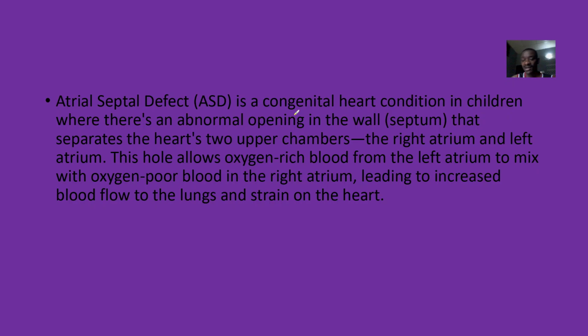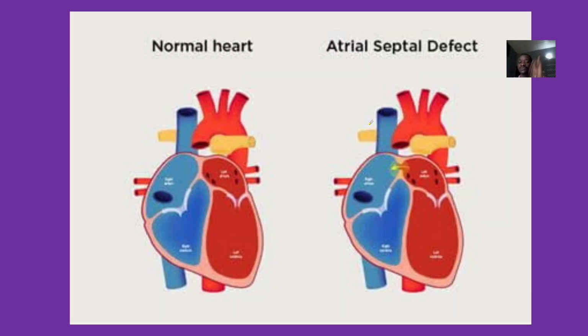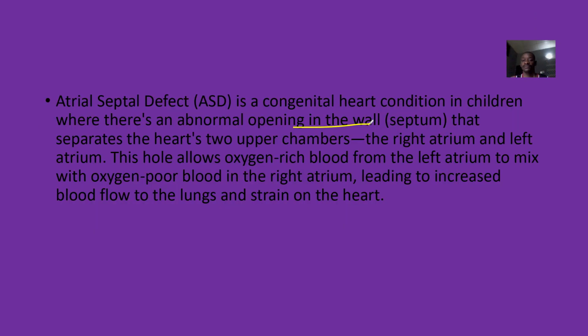It's a congenital heart condition. That means the baby was born with it. There's an abnormal opening in the wall that separates the heart's two upper chambers, the right atrium and the left atrium. They are not supposed to be communicating, right? This hole allows oxygen-rich blood from the left atrium to mix with oxygen-poor blood in the right atrium. So this leads to what? Increased blood flow to the lungs and strain on the heart.